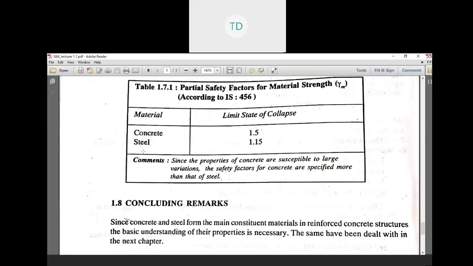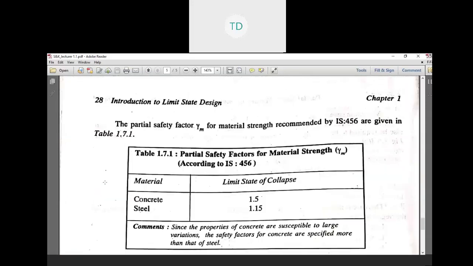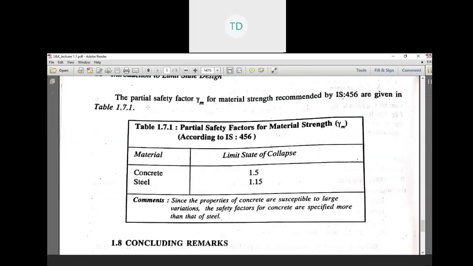after doing all this exercise, engineers and scientists conclude that the material safety factors from IS 456 for limit state of collapse are 1.5 for concrete, which we take in every design, and for steel the factor is 1.15. Thus, our lecture is completed here and also chapter 2.